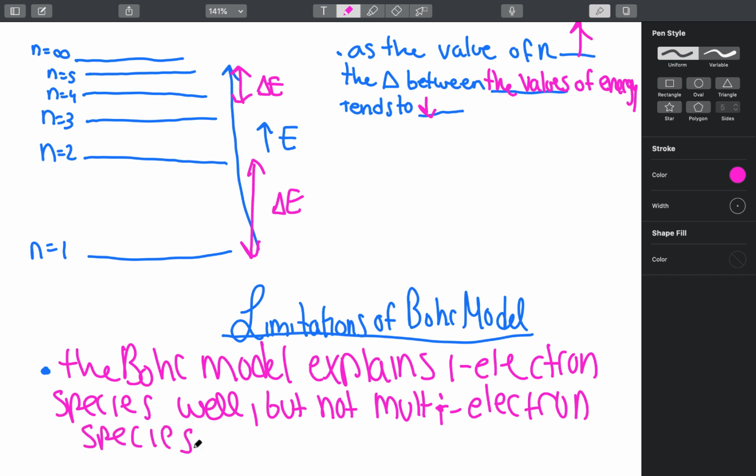So the limitation of the Bohr model is that it can only explain one electron species. So it can explain hydrogen ions, you can do helium plus, and so on. As long as you have one electron, the Bohr model explains the behavior pretty well. However, when you start adding more than one electron, the Bohr model fails. And we won't address multi-electrons until we get into a further section in atomic structure.